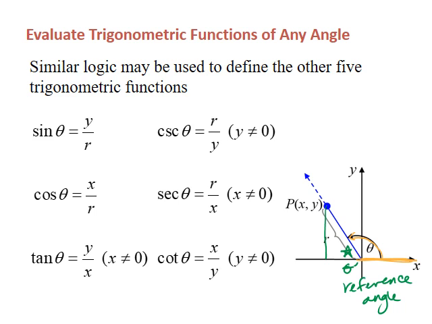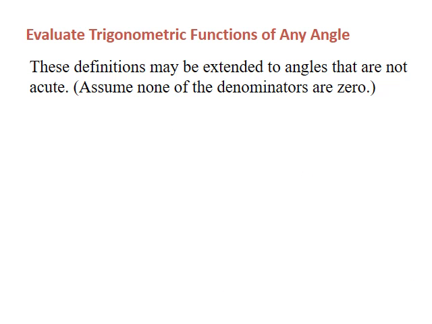All of this is shown here, but one thing I want to mention is that this R value is always going to be positive. R is always going to be positive. So the definitions from the previous slide can be extended to angles that are not acute, and that's what we are going to focus on today.